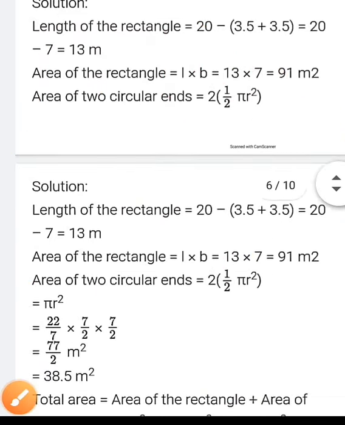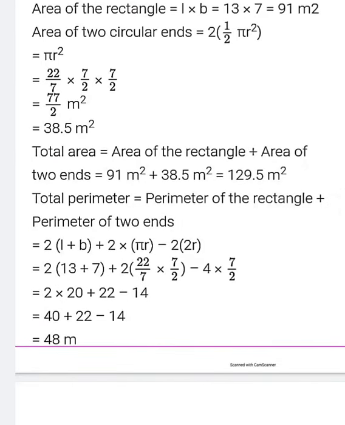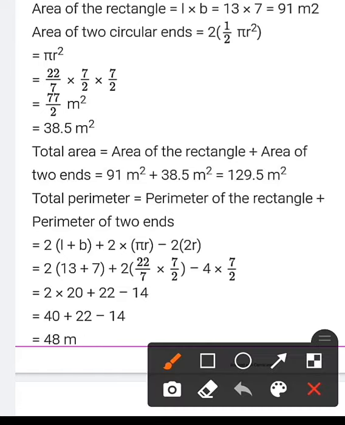Now moving ahead with the solution part. So pi r square will be left with us. This 2 and 2 will get cancelled. Only pi r square will be left. Now putting the value of pi as 22 upon 7, and r means radius.